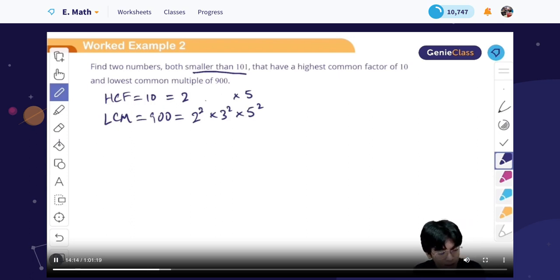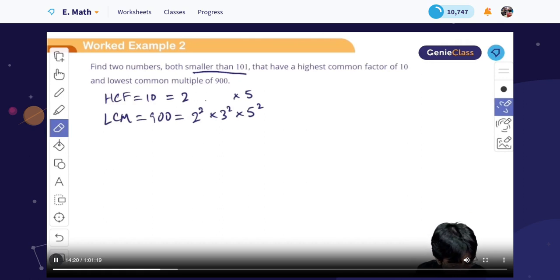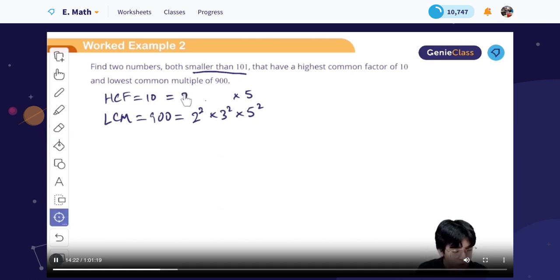So if you see two things here, that means that one of the numbers must contain a 2, so that when you find the HCF, you'll choose this 2. And the other number will have 2 squared, so that when you choose the LCM, you'll choose this 2 squared.